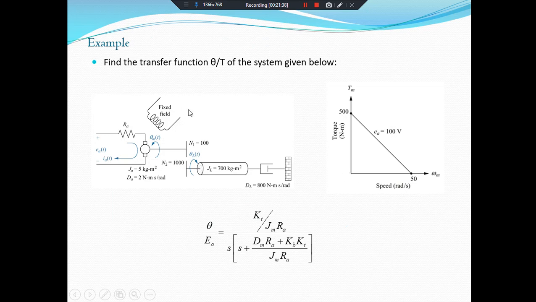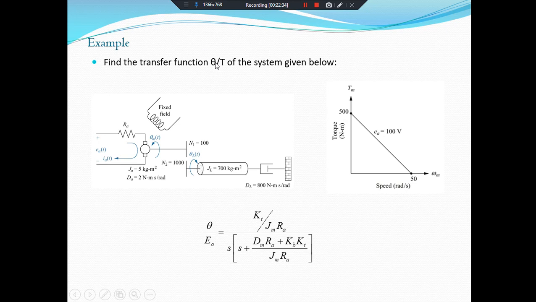Now here is our example, and this is the example from your book, I think example number 2.23. Here is the electromechanical system in which there is a load. The motor is driving a load, and the values of armature inertia JA and load inertia, and armature and load damper are also mentioned. And this is the graph we have drawn here, in which EA is the input voltage, 500 is the value of torque T stall, and 50 is the value of omega no load.